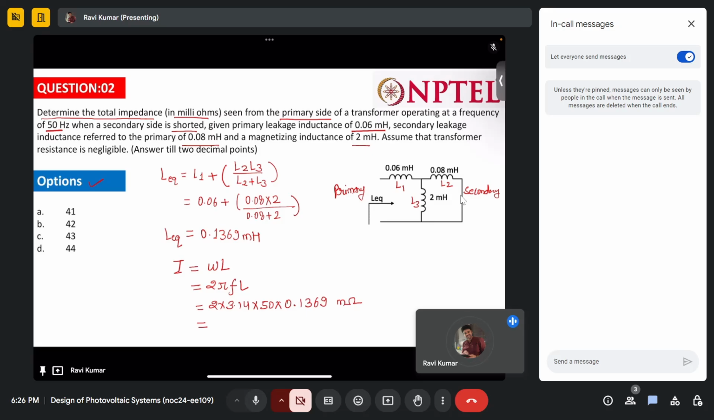It is coming around 43 milli ohms. So this is the value of total impedance in milliohms. 43 is C. So the correct answer here is C.